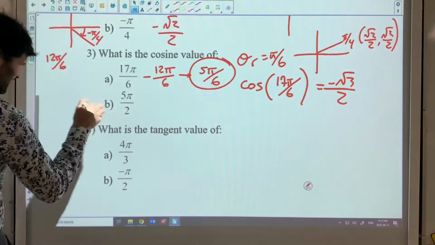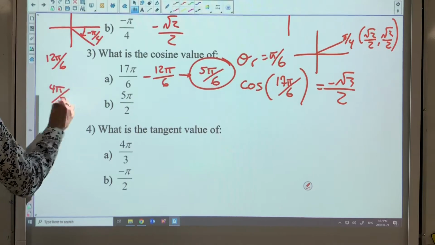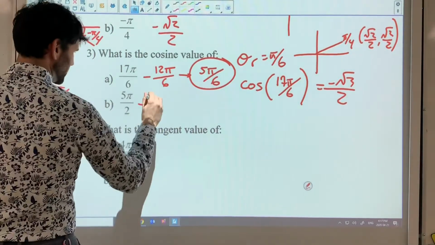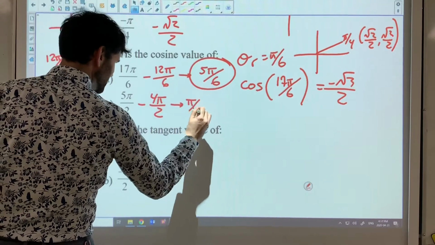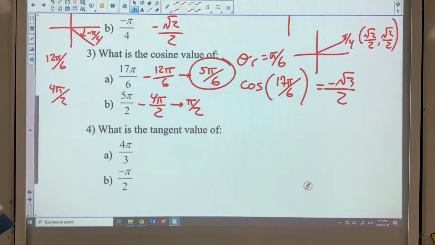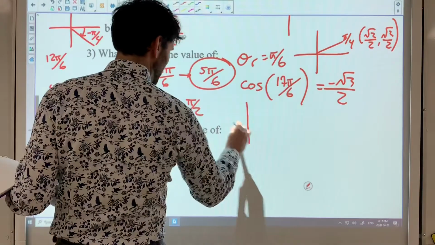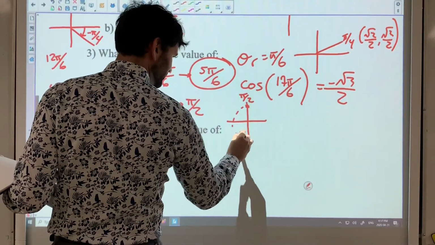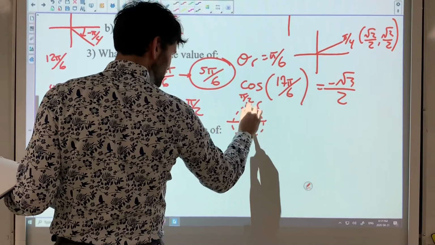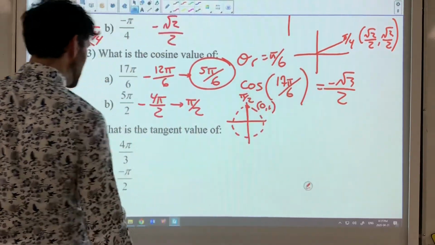Again, this one here, so 2 pi is 4 pi over 2. This is bigger than 2 pi, so I'm going to subtract 2 pi so I can figure out what the angle is. It's pi over 2. Now this is the one that's right at 90 degrees. Pi over 2 is right at the top of the unit circle. Okay, so this is the point 0 for x and 1 for y.